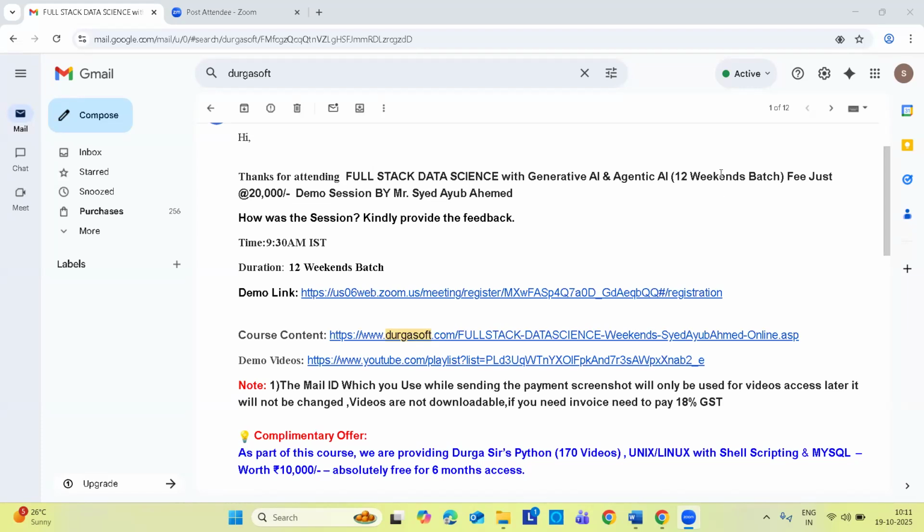So this is the session for data science, full stack data science with generative AI and agentic AI. We are targeting 12 weeks at a cost of 20,000. This is done by me, Syed Ayub.